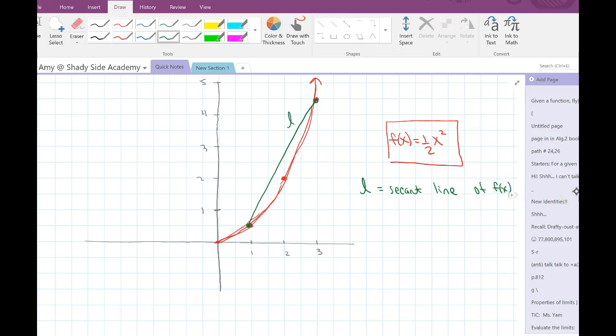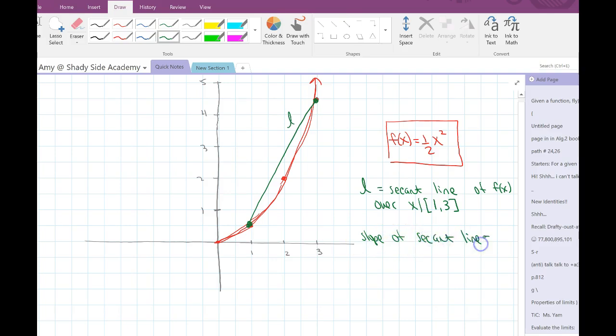And more importantly, a secant line is a line whose endpoints are on the function. You've probably heard the word secant line in the context of circles, right? But in this case, it's a secant line of a function. The endpoints are on the function. We say it's a secant line of f of x over the interval of x from 1 to 3. Why? Because x equals 1, x equals 3. Okay? And what I want to do right now is go ahead and calculate the slope of the secant line.